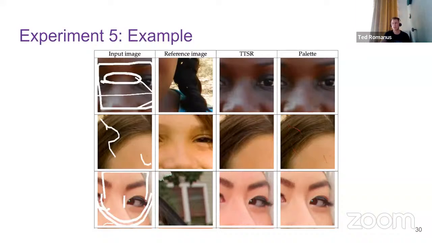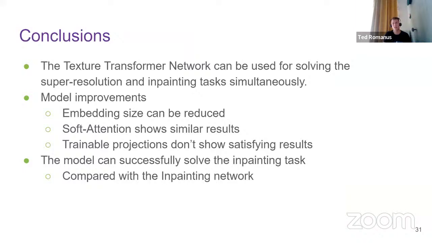This experiment concludes the practical part of the work. In conclusion, we obtained the following results. First, the texture transformer network indeed can be used for solving the super resolution and in-painting tasks simultaneously. Second, the model can be further improved.